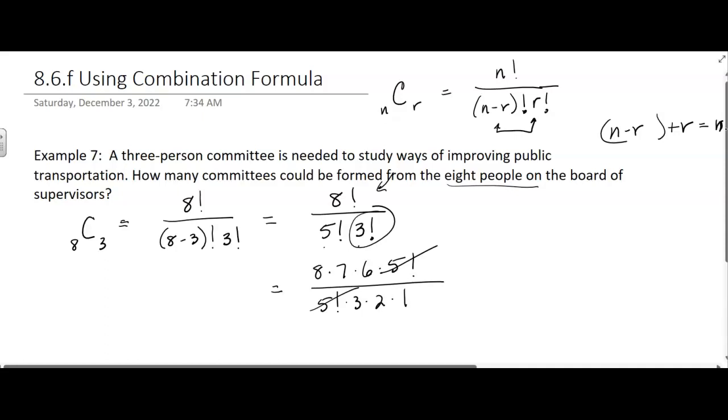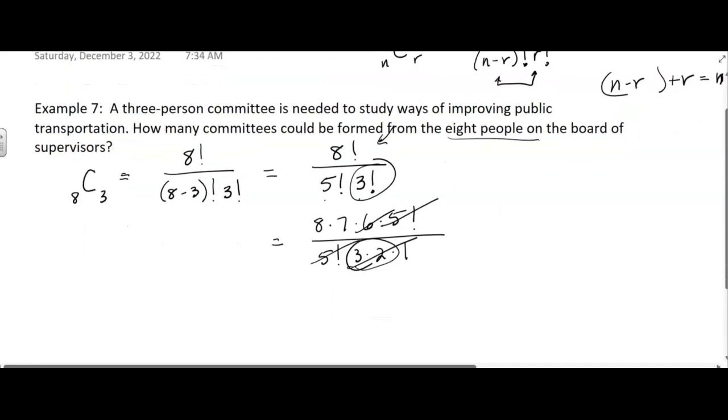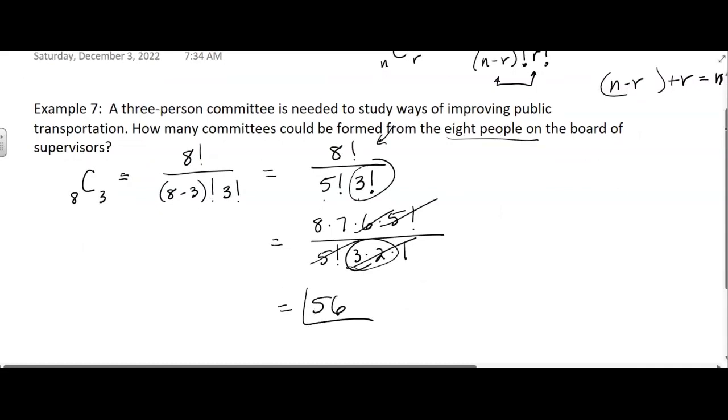Those are out. And then I usually see if there's something I can divide. Well, 3 times 2 is 6, right? So I'll cancel the 6's. That makes my calculation easier. Looks like I'm getting 56. So there are 56 ways we could get that committee.